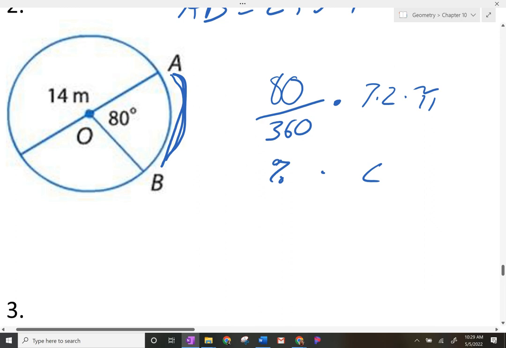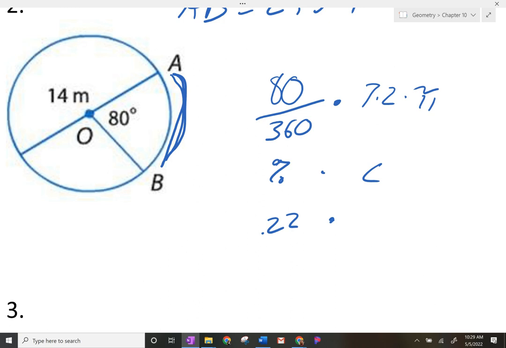Okay. 80 divided by 360. I'm going to just punch this in the calculator. You guys can do this. It is going to be 0.22 times 7 times 2 times pi. So 7 times 2 times 3.14. Why do you times it by 2? Because I need the diameter.